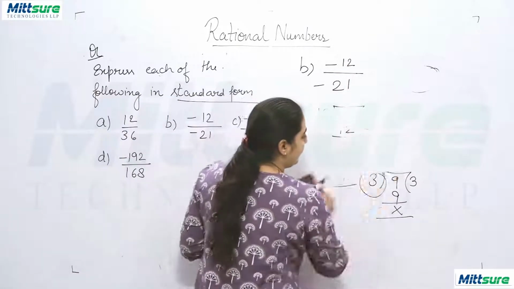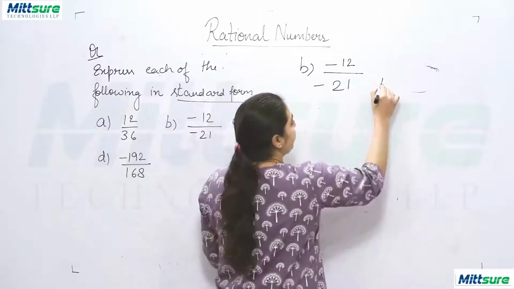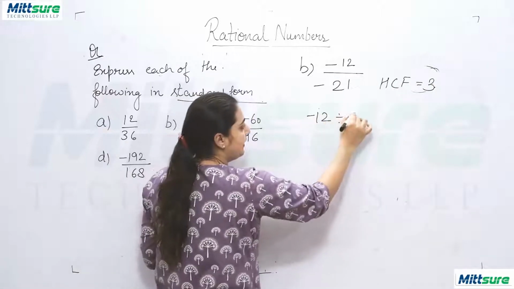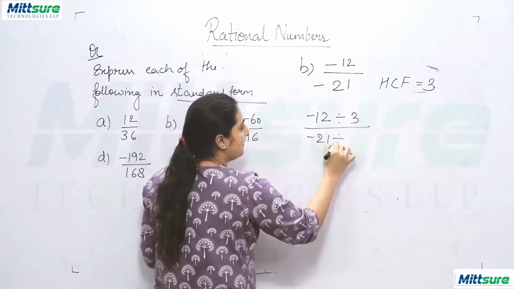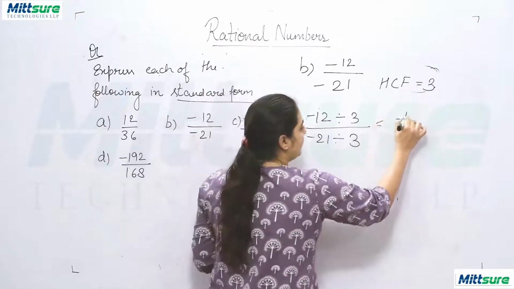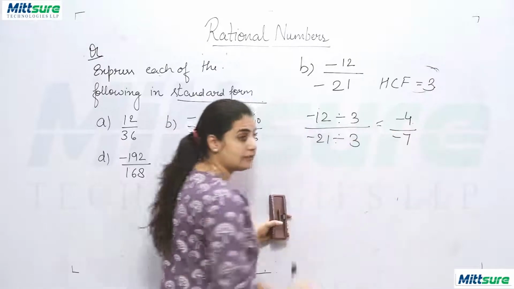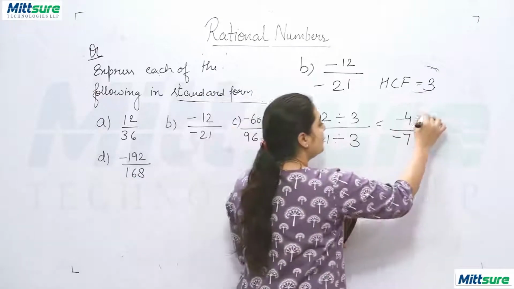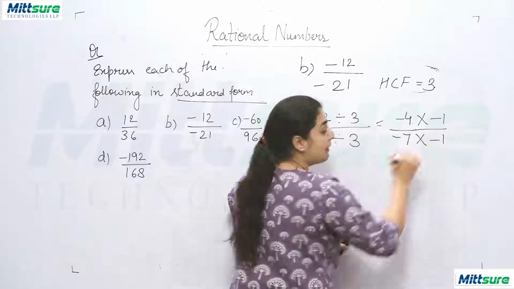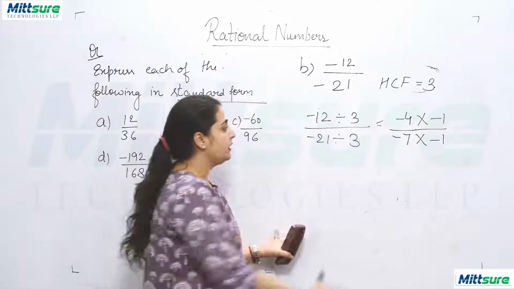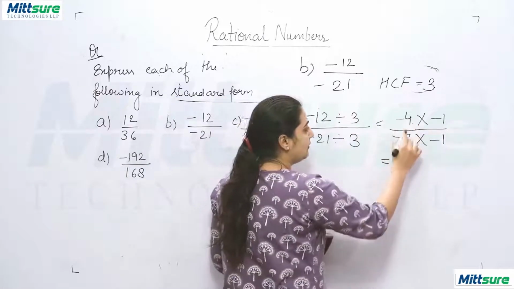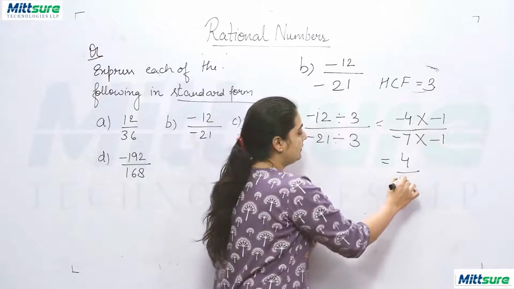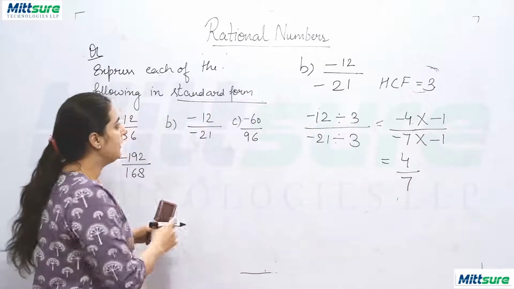So after getting 3, the HCF, this minus 12 will be divided by 3, minus 21 will be divided by 3. Here I will get minus 4 and here I will get minus 7. But again it is not a standard form. Why? We are going to change it into standard form by multiplying it with minus 1. So when I multiply the numerator with minus 1, I get 4, and when I multiply the denominator, I get 7. Clear? The next question.